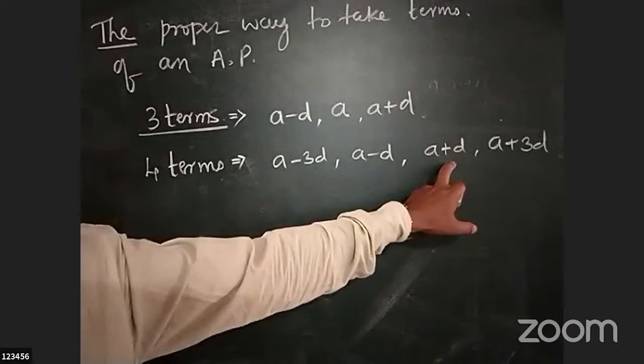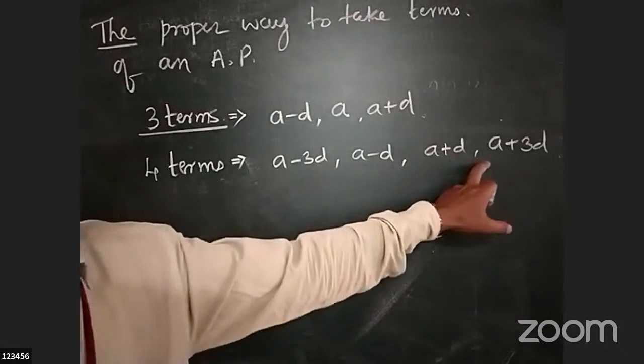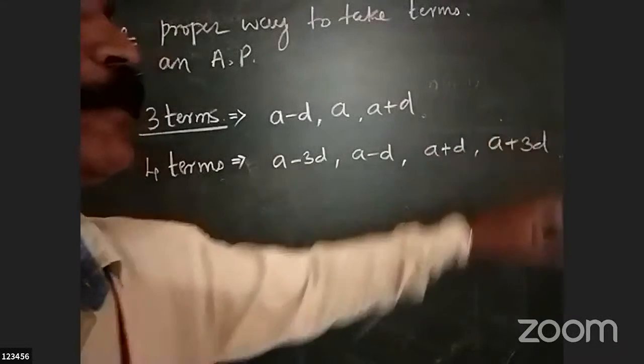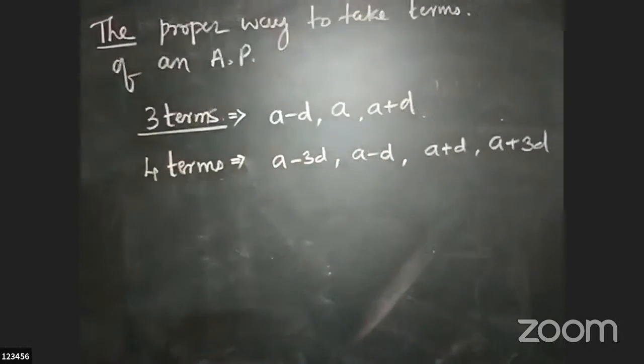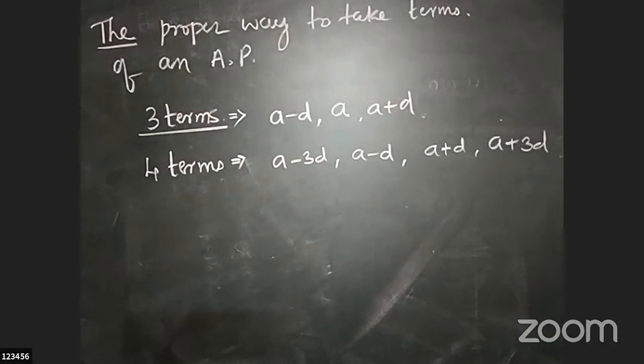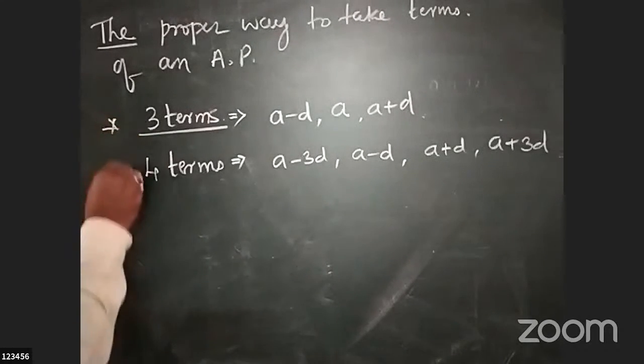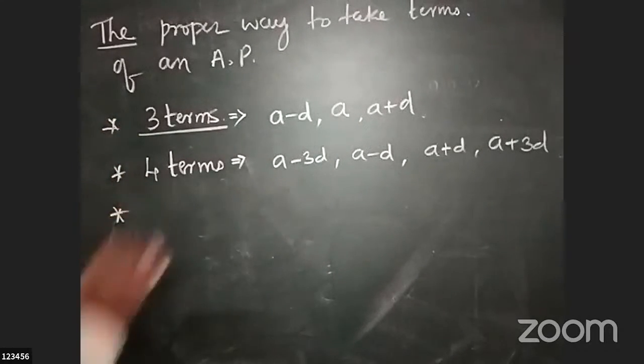We are taking the next term, A plus D. After A plus D, what will come? A plus 2D. We are skipping it and we are going to A plus 3D. So A plus D, A minus D, A plus 3D, A minus 3D, which will become easy to calculate. Just in order to make the problem easy, we are following this.